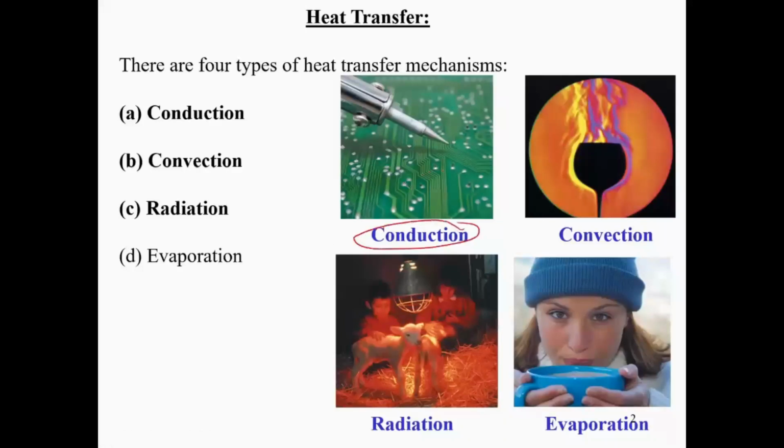the conduction. If you are soldering something on electrical circuits, you are directly transferring heat to the circuit. That's done through conduction. Convection: if you leave a hot cup of coffee, it will finally cool down, and it's mostly convection. And this is radiation, and this is evaporation. But like I said, we'll be talking about the first three.